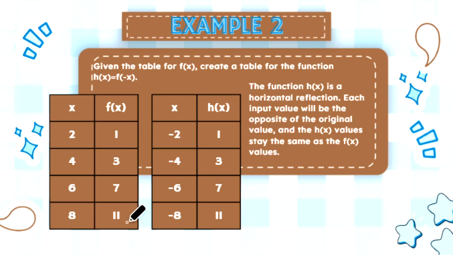All of these values stay the same. We still have 1, 3, 7, 11, but the x values become -2, -4, -6, and -8. The function h of x is a horizontal reflection. Each input value will be the opposite of the original value, and the h of x values stay the same as the f of x values.